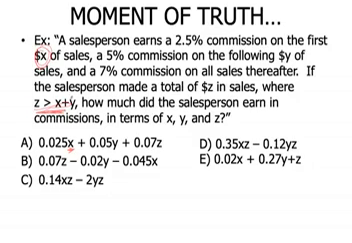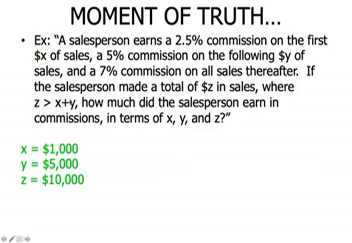And I don't know what numbers you picked, but I went ahead and chose these numbers. X is 1,000, so he earns a 2.5% commission on the first $1,000 of sales. A 5% commission on the following $5,000 of sales. We'll write that in. And a 7% commission on all sales thereafter. If the salesperson made a total of $10,000 in sales, how much in commissions did the salesperson earn?